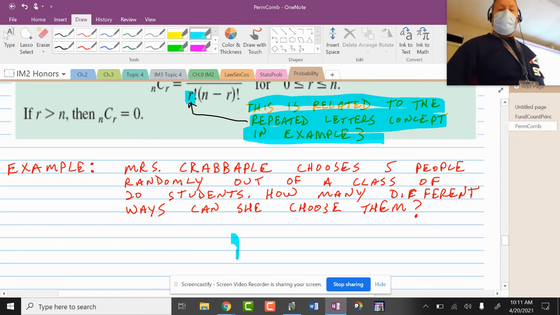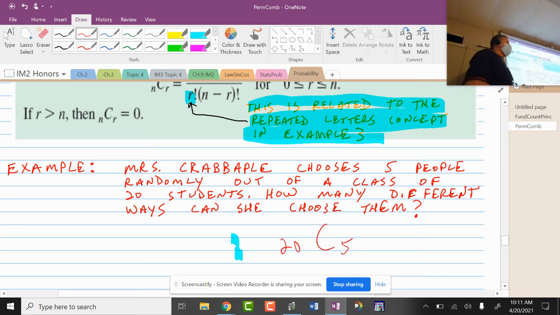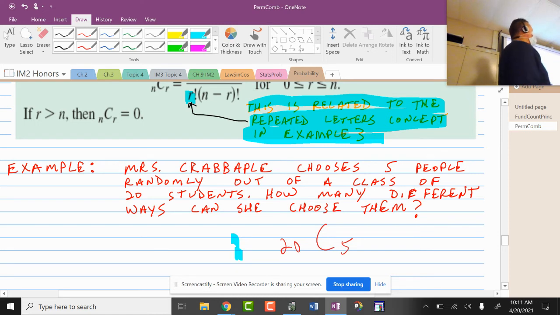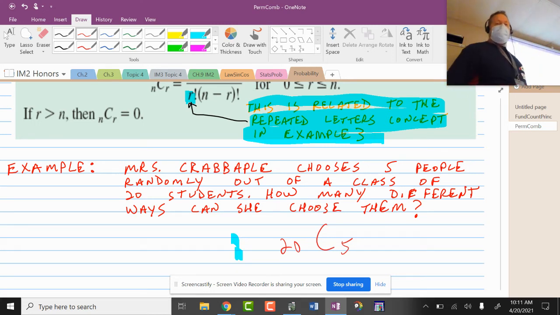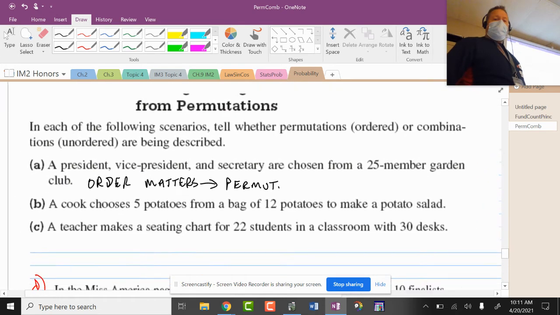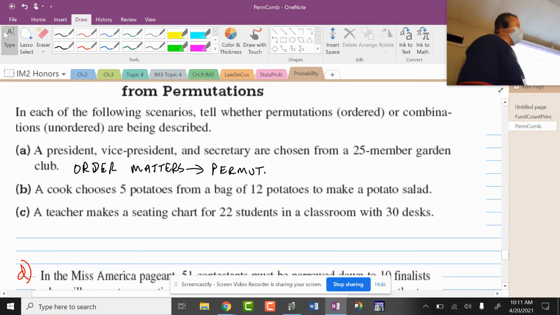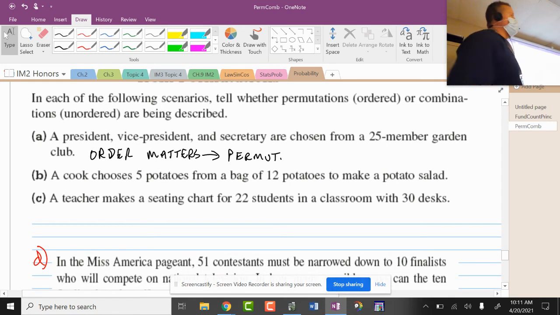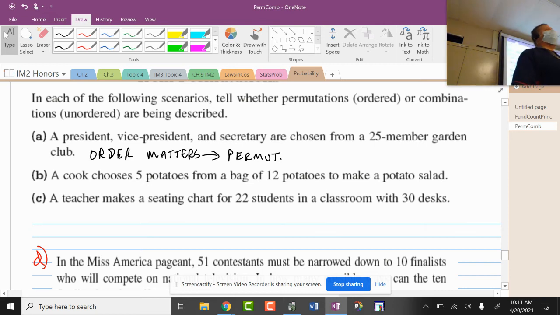So this is a 20 C 5. All right? Making sure you understand that. All right. And then I gave one away, but I think it's pretty obvious. And it should be, because the roles, and that's what you have to think of, just like the 7 dwarfs. If I get picked to be one of the 7 dwarfs, the role that you get picked for matters.